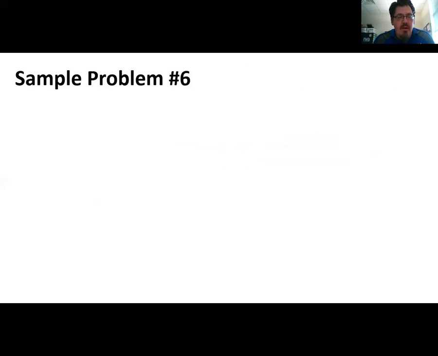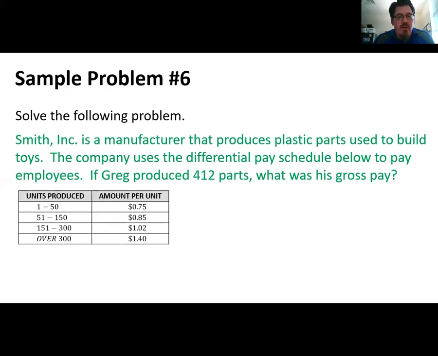This time, we're still looking at the situation where we're producing parts and getting paid on a per part or units produced kind of basis. The difference, though, is this company uses what's called a differential pay schedule. It's based on the number of parts that are produced, but depending on the number that are made by the worker, the amount that they get per part increases as the number of parts increases.